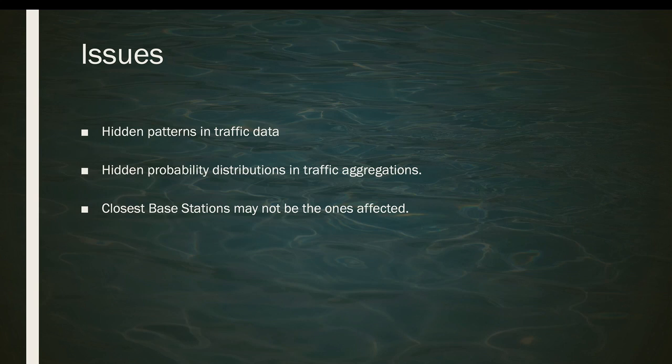Finally, we know that sleeping cells affect nearby cells. However, the ones affected may not necessarily be the closest ones, so using distances to determine if a cell is a neighbor or not is a bad idea.